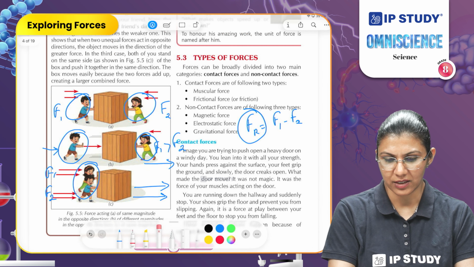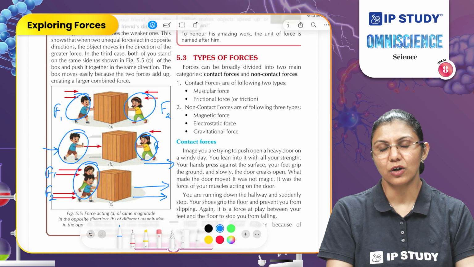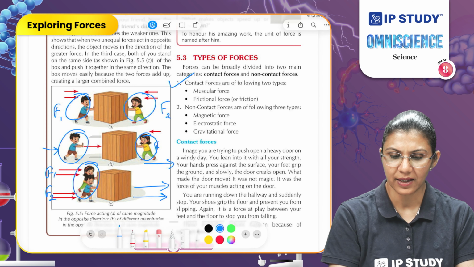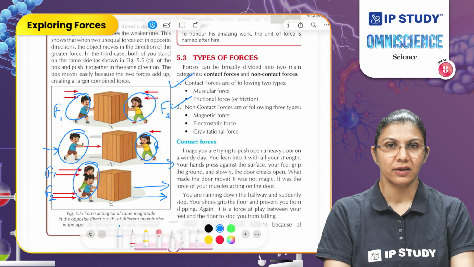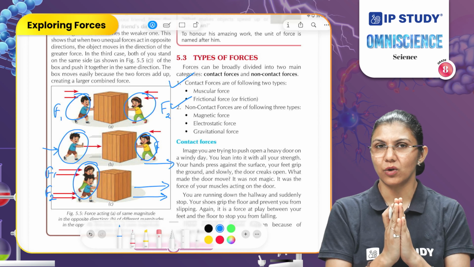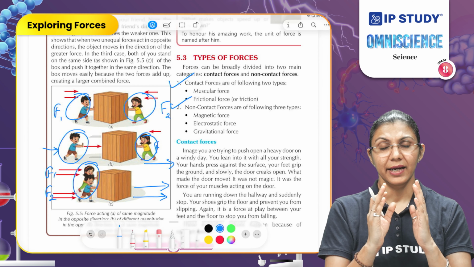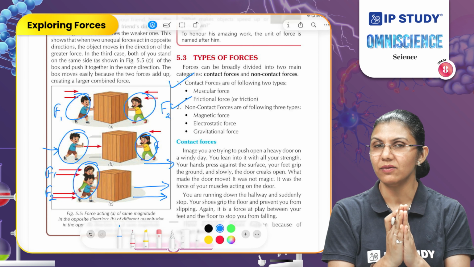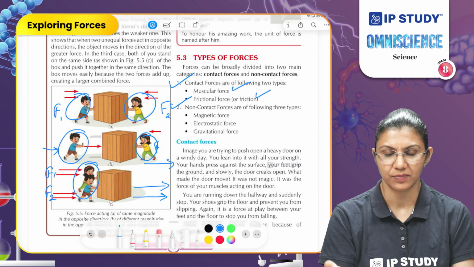Types of forces. What are the types of forces? There are two major categories of forces. One is contact force and the second is non-contact force. Contact force means the objects should be in direct contact with each other. In non-contact force, it's not necessary that both the objects or both the fields are in direct contact with each other. For example, muscular force and frictional force.